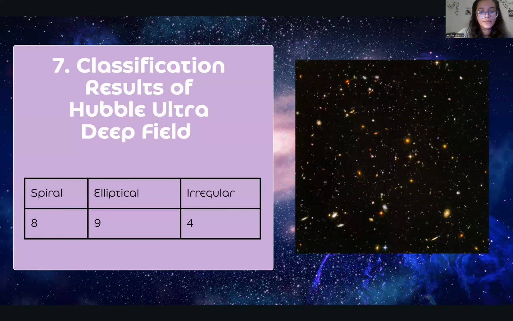Now, looking at the Hubble Ultra Deep Field, this is a really beautiful image, by the way, because for context, this photo was taken from about 13 billion light years away, which is really old. It shows signs of the early universe. Looking at the results again, this is a rough counting, but we see that there is a higher ratio of spirals to ellipticals and irregulars to ellipticals as compared to the previous slide.